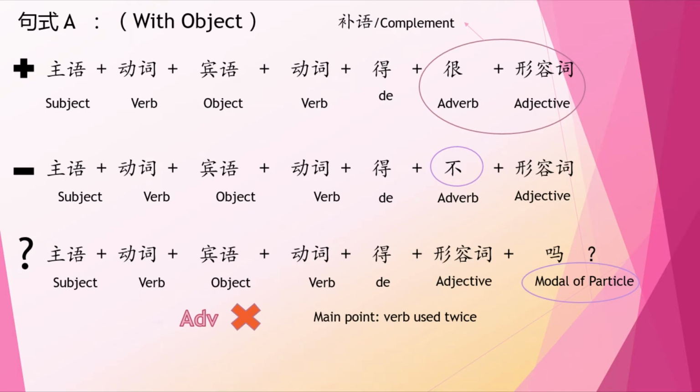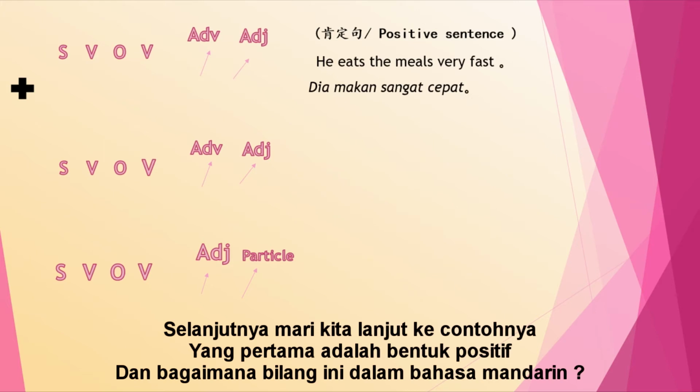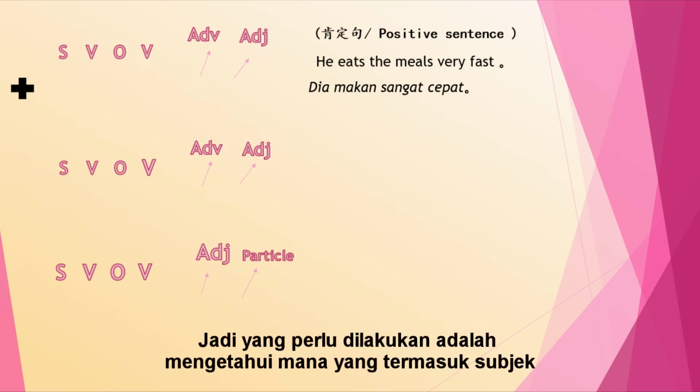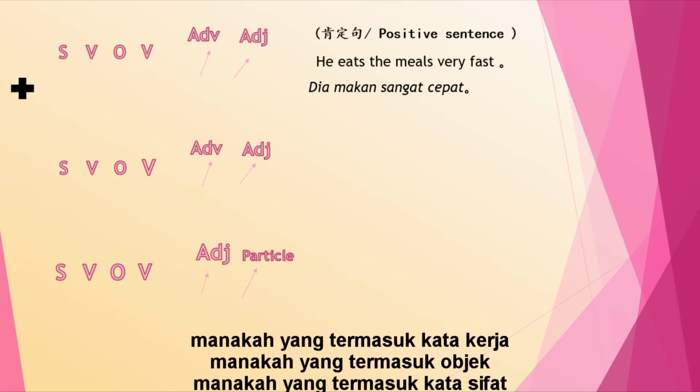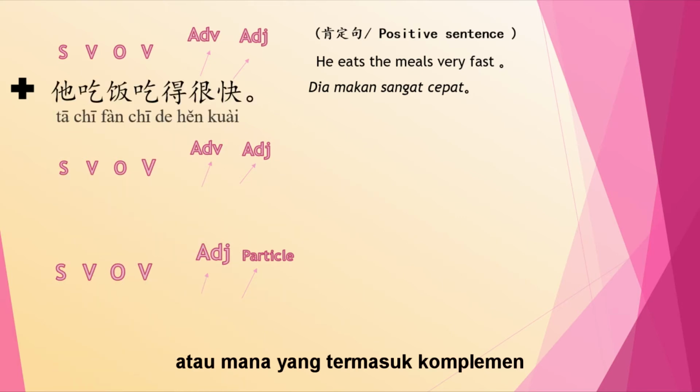Then we can go to the example. So first example is positive form. And then how do we say this in Chinese? He eats the meal so fast, very fast. So what you have to do is know which is the subject, which is the verb, and then which is the object, and then which is the adjective, or we say the complement. So the answer is 他吃饭吃得很快.